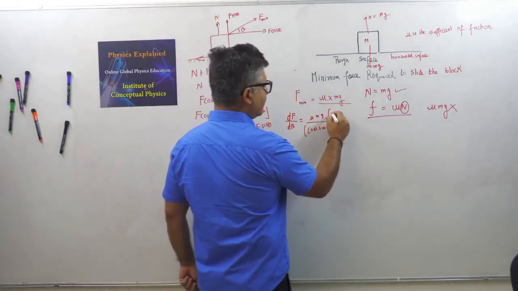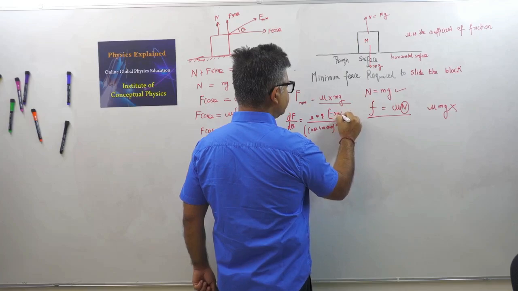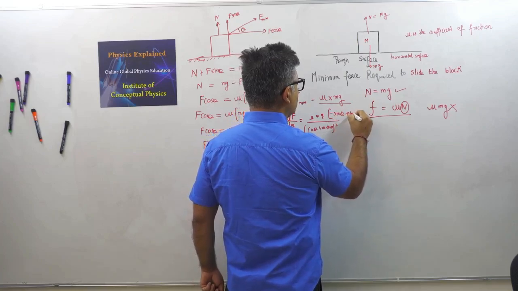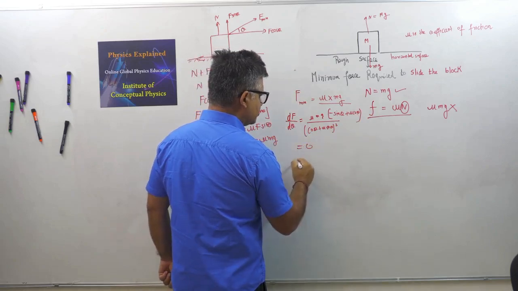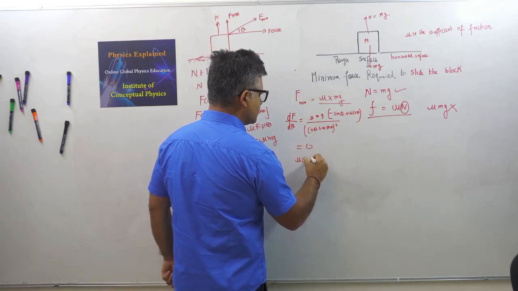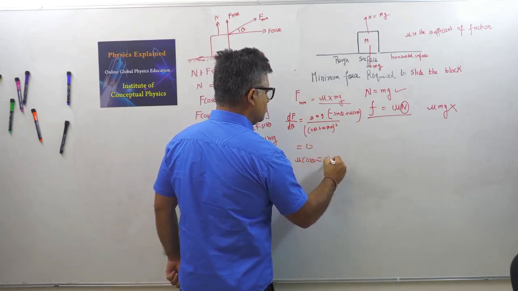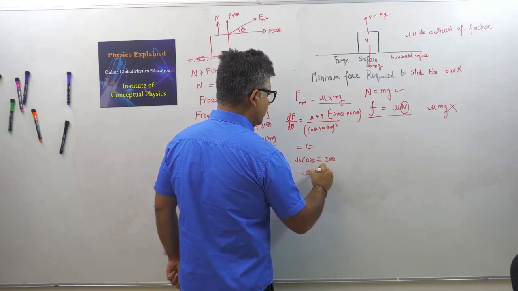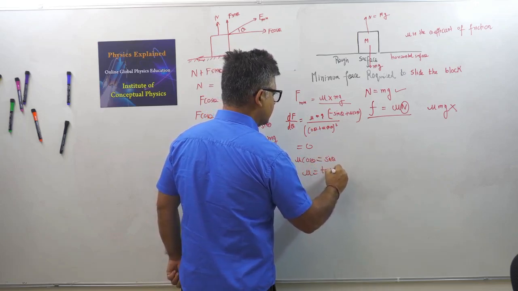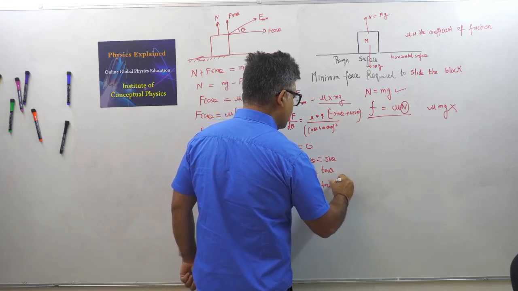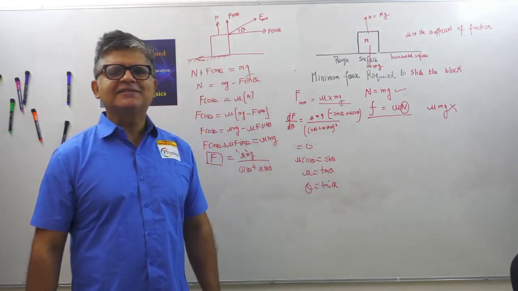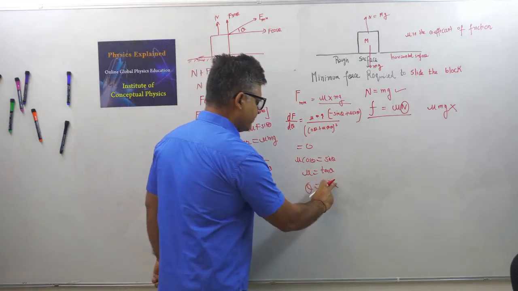Now I will take the derivative, so minus sine theta plus mu cos theta is equal to 0, which means mu cos theta is equal to sine theta, and mu is equal to tan theta. That means your theta has to be tan inverse mu.